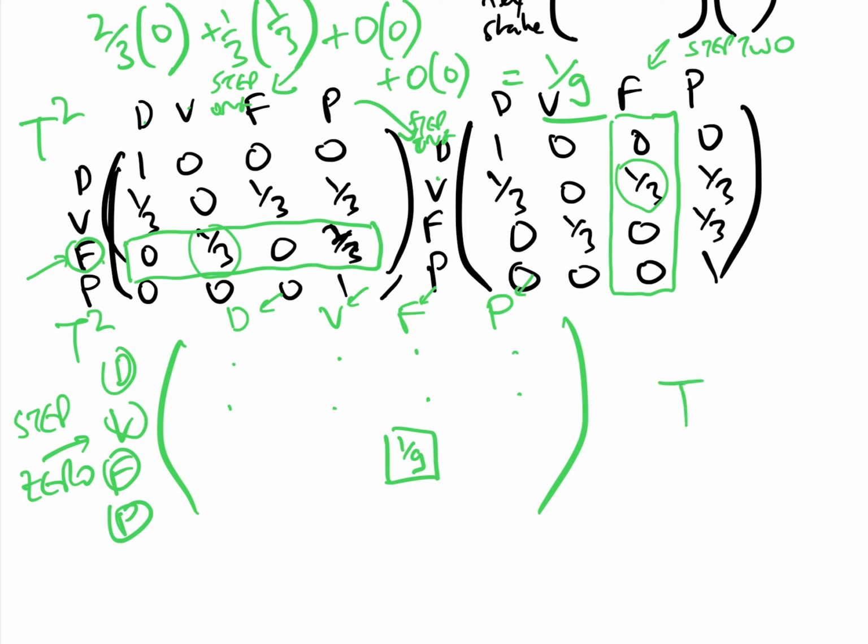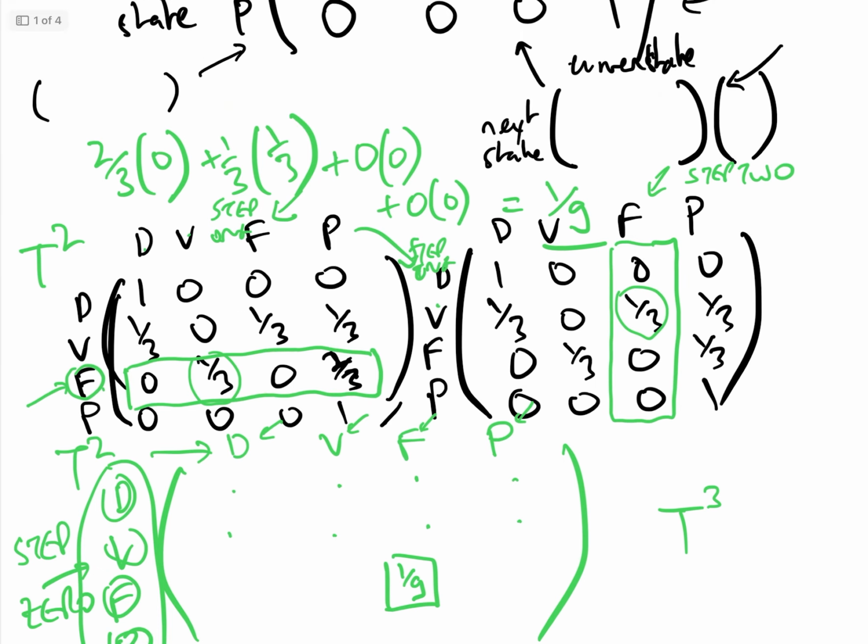And we can also add to that, T cubed is basically the cube of the matrix, the matrix times itself 3 times. That will tell us the probabilities, if he's in step 0 here, of where he's going to be in step 3. Okay, so what we're going to do, let's have a look now at F.